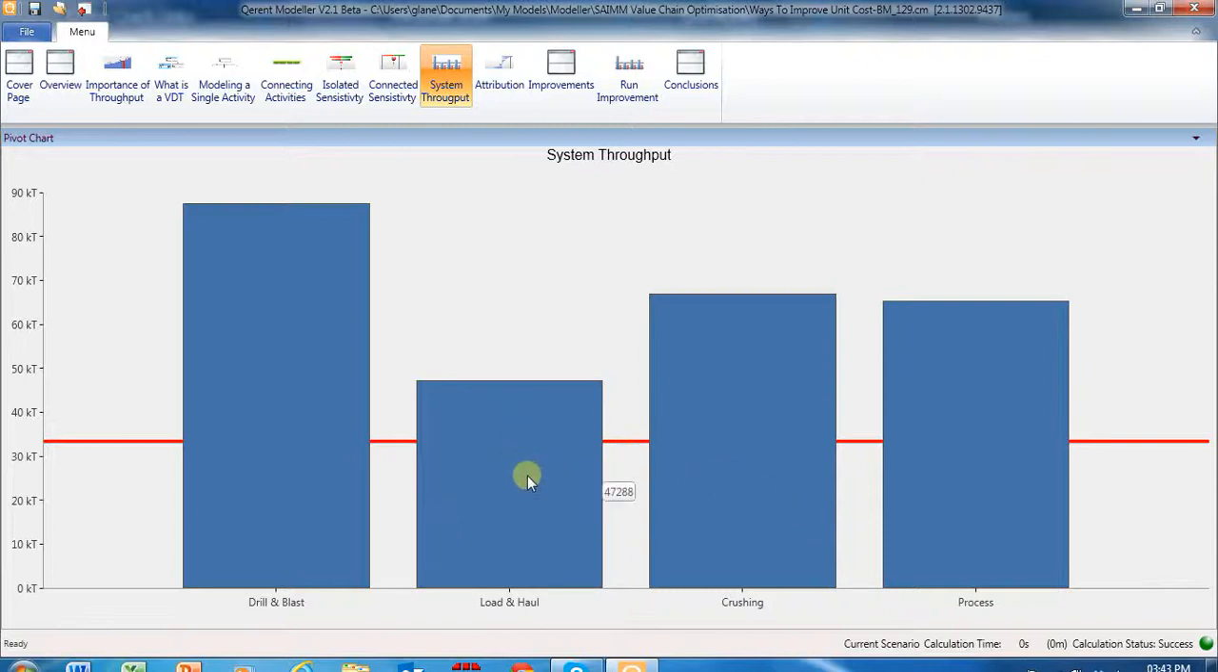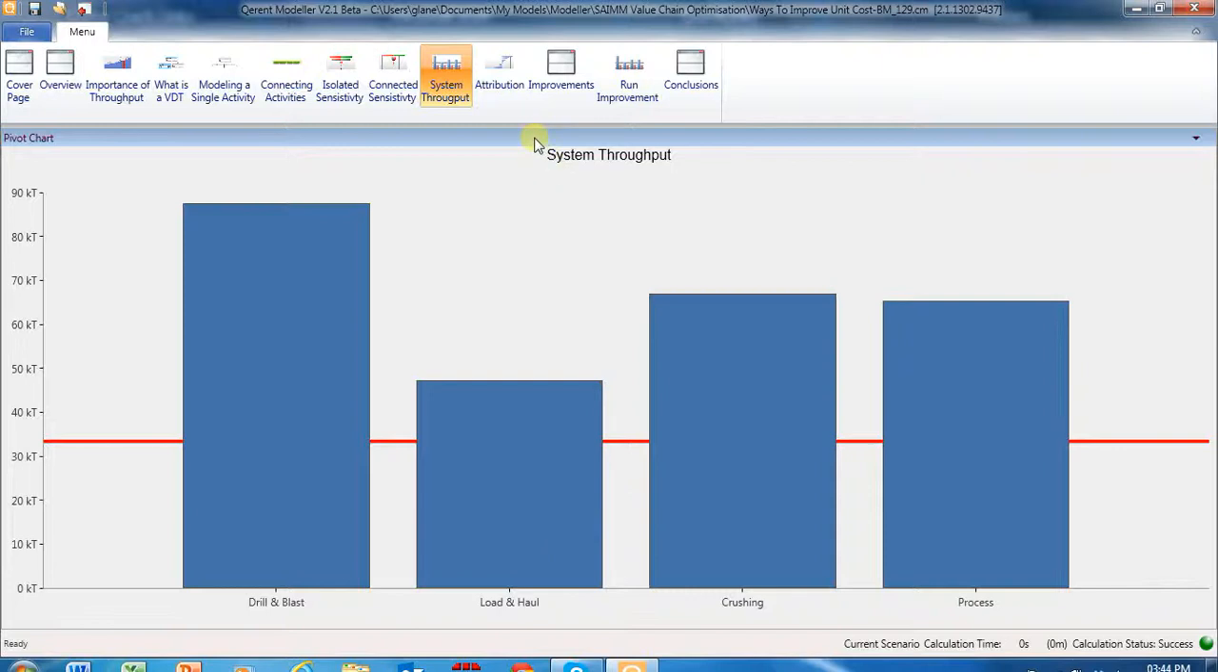But in reality, the system throughput is even lower than this loading and hauling. So in fact, the system only is doing about 34,000 tons per month compared to the constraint of 47, because even though this is the lowest constraint, or the static constraint, it is still being held up due to consequential downtime because of starving and choking of up and downstream processes. And that's really theory of constraints.